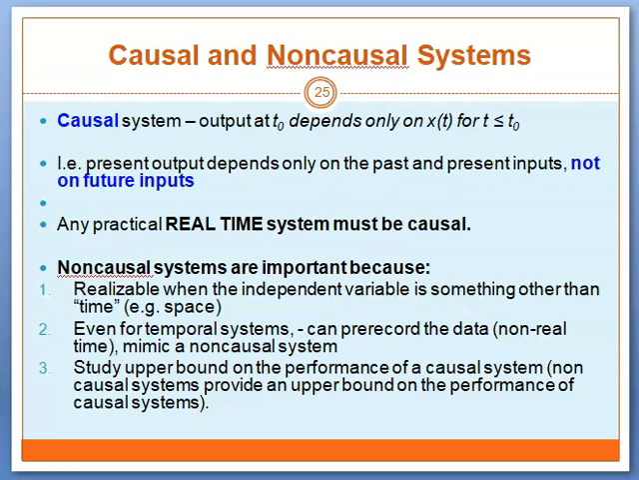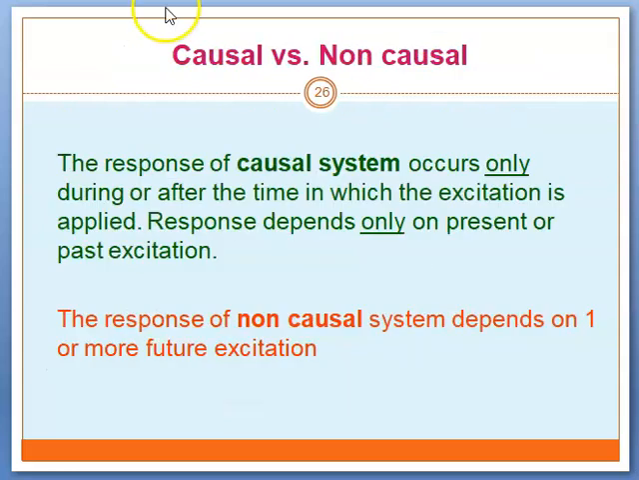So any practical real-time system must be causal, because a real-time system would depend on the present and the past excitation. The response of a causal system occurs only during or after the time in which the excitation is applied. So the response depends only on the present or past. The response of a non-causal system, on the other hand, depends on one or more future excitations.